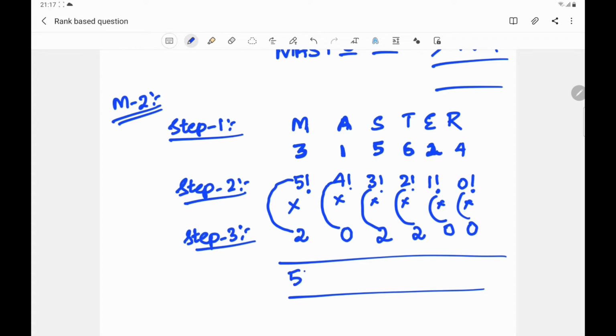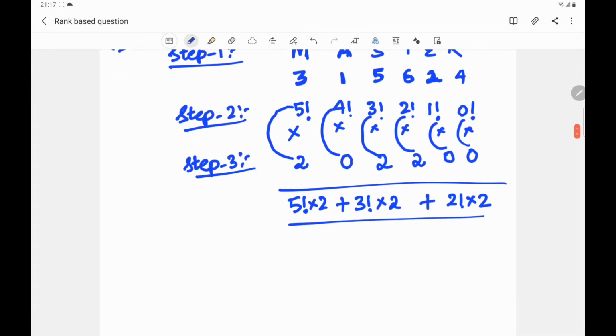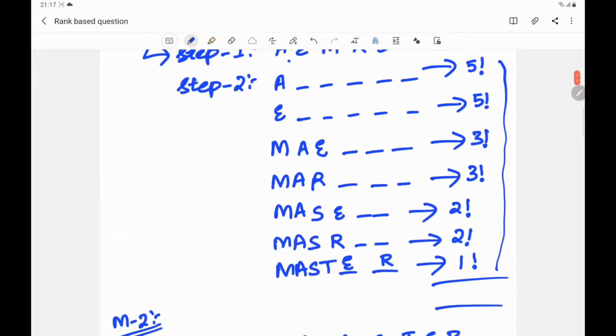So this is 5 factorial into 2 plus 4 factorial into 0, that's why I am not writing. This is 3 factorial into 2 plus 2 factorial into 2. What are we going to get? We are going to get 240 here, plus 3 factorial is nothing but 6 into 2, this is 12, plus 2 into 2, this is 4. After multiplying this, finally add 1. So you are going to get 257, which is the same as we have obtained here.